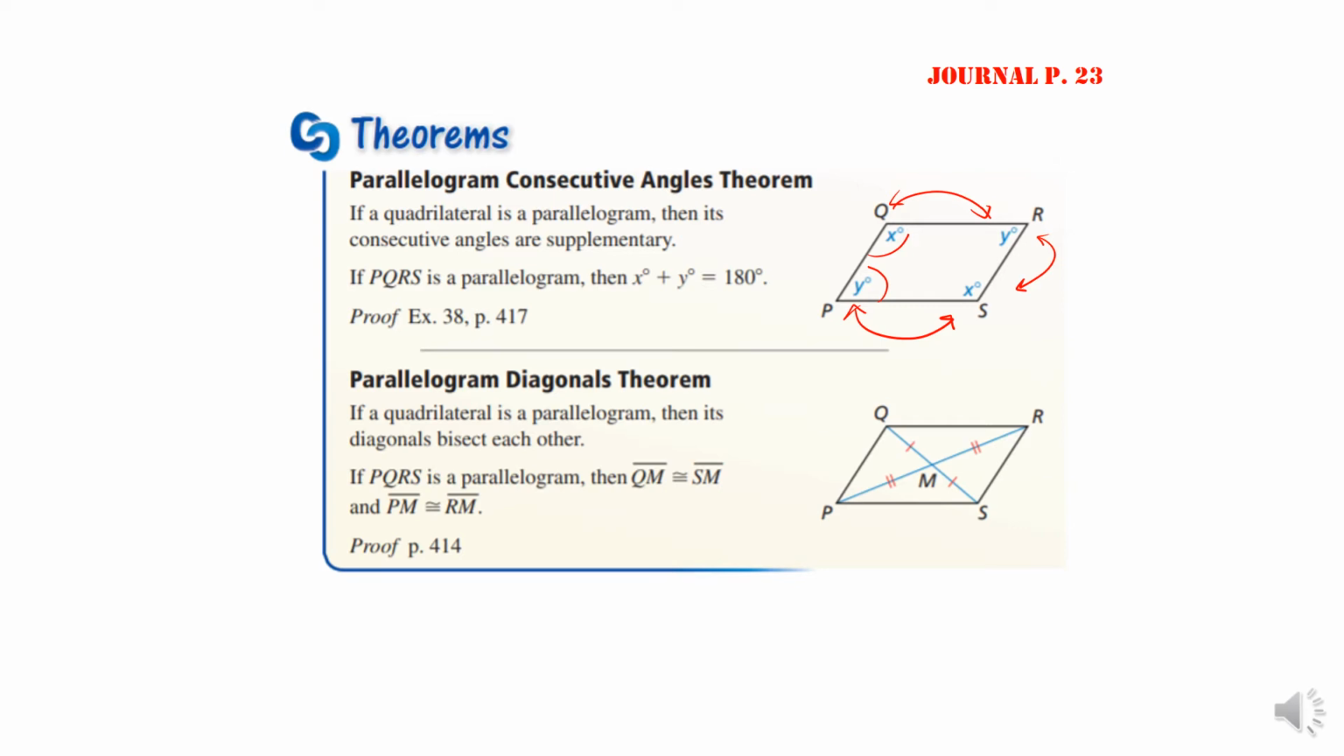Then there's the parallelogram diagonals theorem. If a quadrilateral is a parallelogram, then its diagonals bisect each other. Notice that QS bisects RP into these two equal sections. Okay, so just remember what that means.